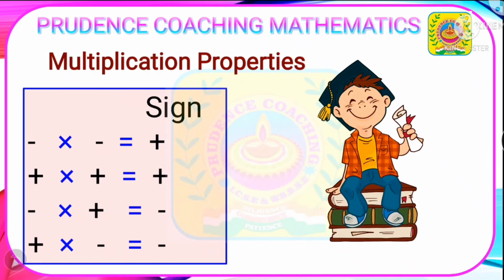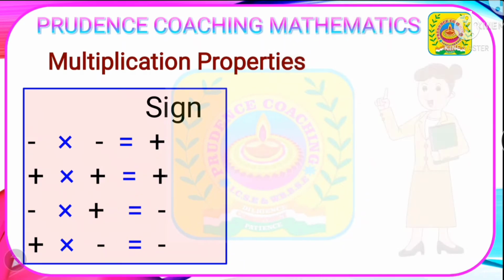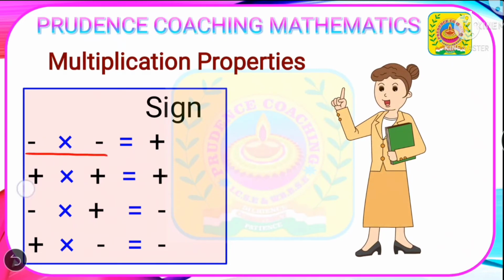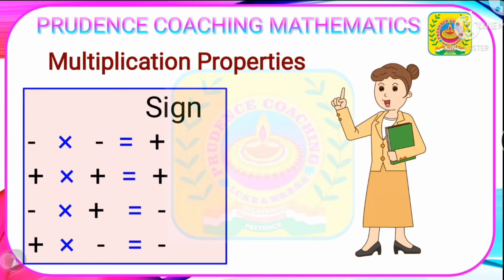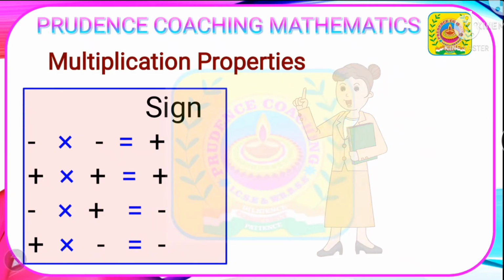Now students, how are you going to remember this property of multiplication? You will remember like this: whenever you get two negative signs or two positive signs, that is, the sign is the same in the question, then in the answer the sign will always be positive. Next, if the signs in the question are different, one is plus, another is minus, then in the answer you will get a negative sign. So this is the ultimate thing which you need to solve all the sums.